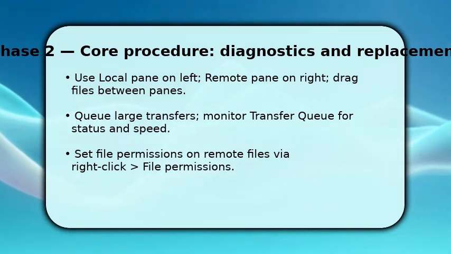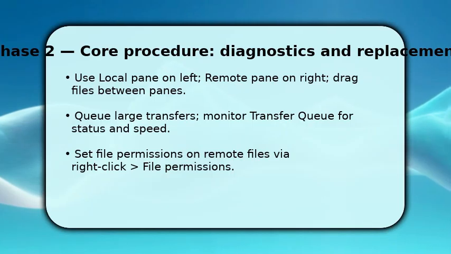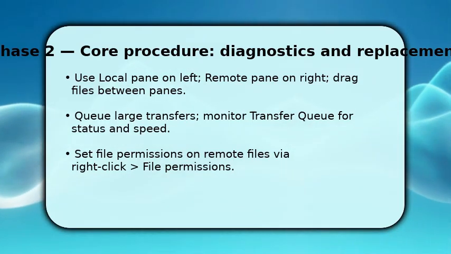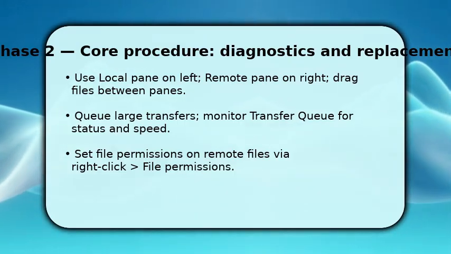Filezilla continues in the background. Watch the transfer queue to see progress, speed, and errors. If uploads fail, check permissions and ownership. You can right-click a remote file and choose File Permissions to change mode bits. Make sure to refresh remote listings after folder changes.